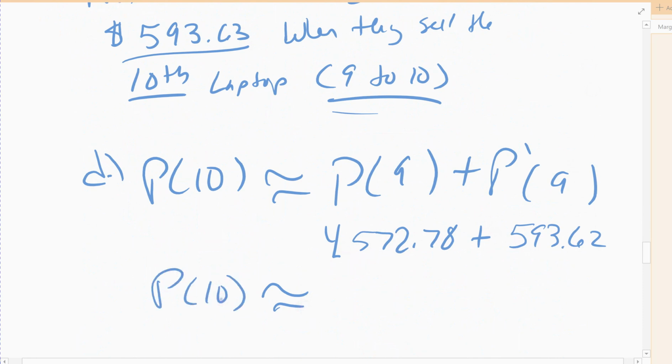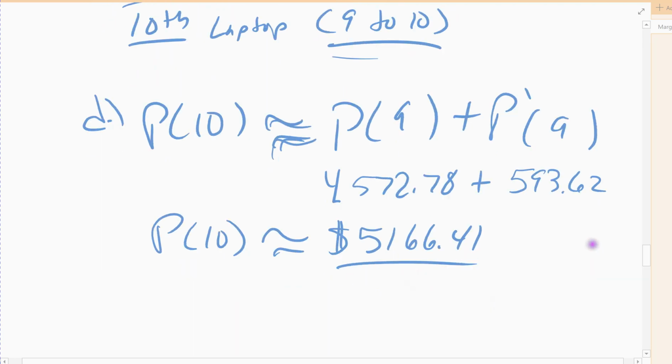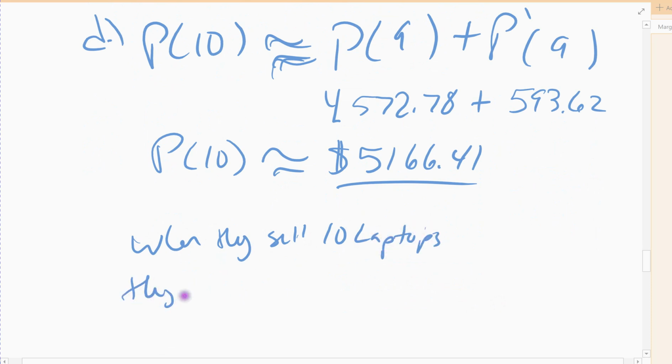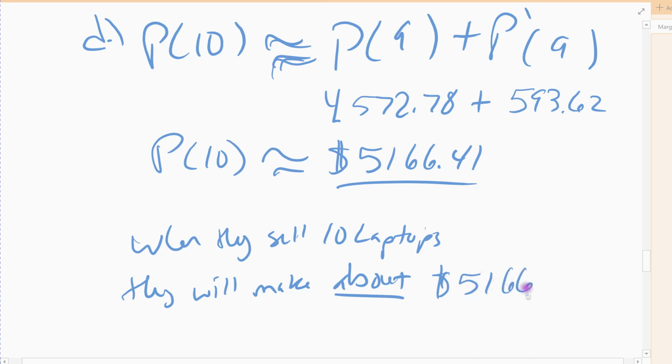and that should give me the approximate amount they would make in profit if they sold 10 laptops instead of 9, so they should make about $5,166. And again, it is an approximation. My little squiggly lines here mean it's a good guess on what it will be. It's not exact. So when they sell 10 laptops, they will make approximately an estimated $5,166.41 in profit.